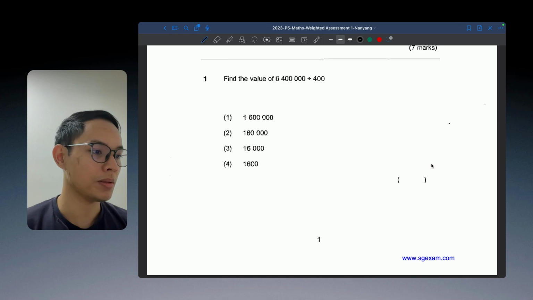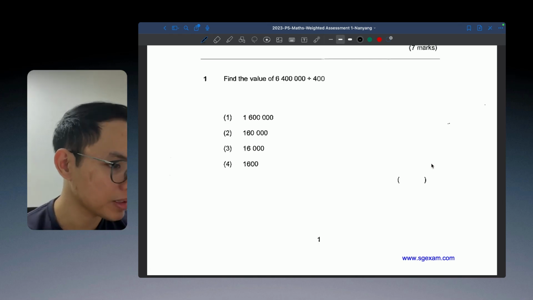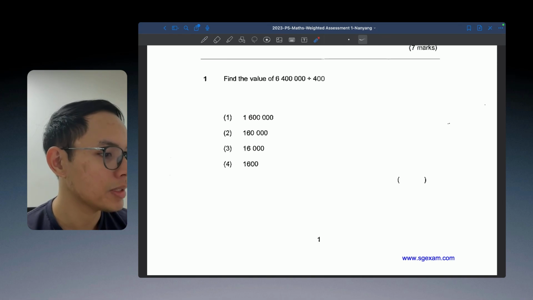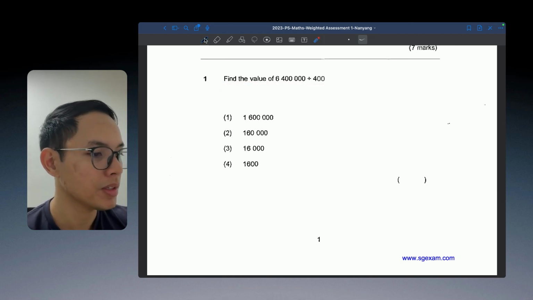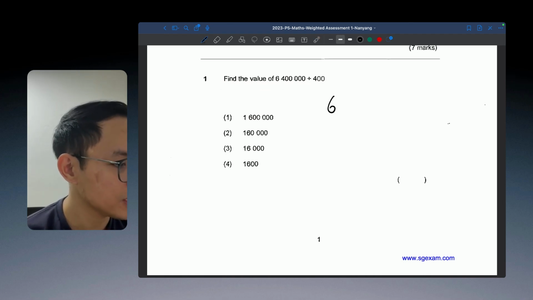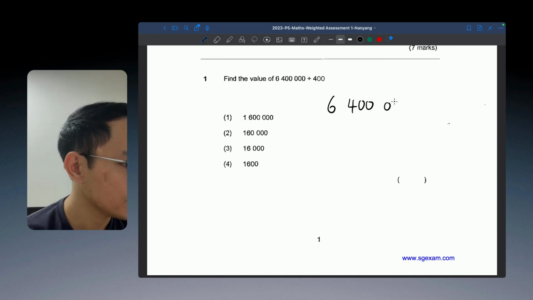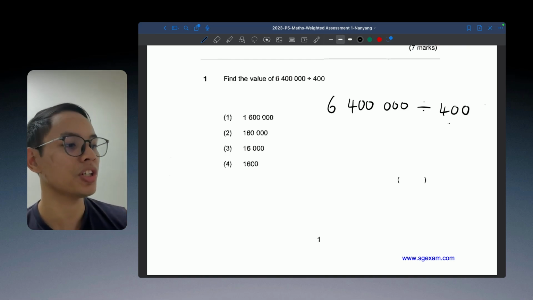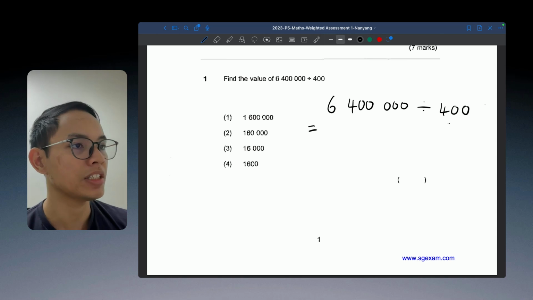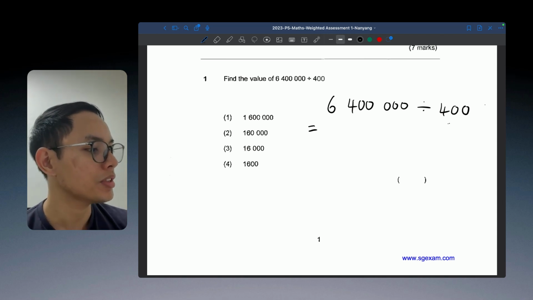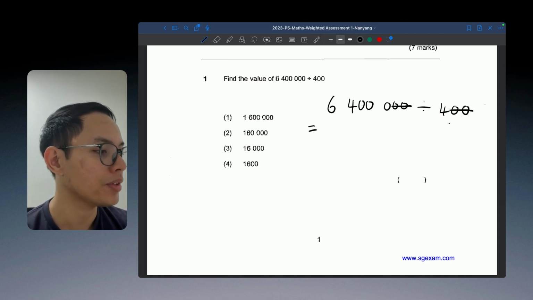A pretty straightforward division question. Let's read the question. Find the value of 6,400,000 divided by 400. Let me write this down. In division, generally you can just remove the zeros. You can see there are two zeros over here, so you can remove the two zeros, and then we are left with 64,000.